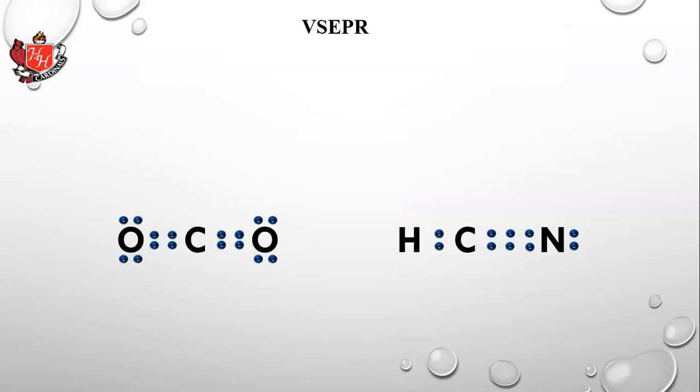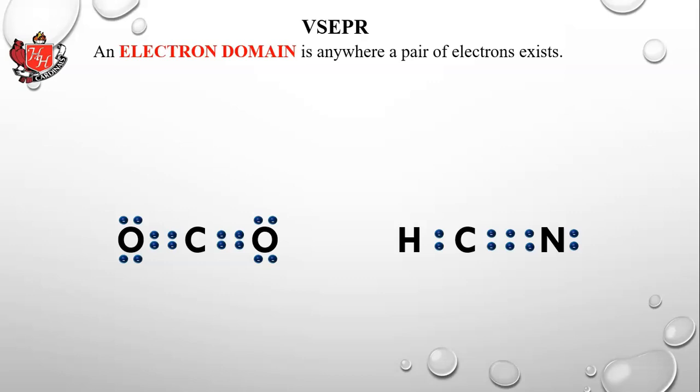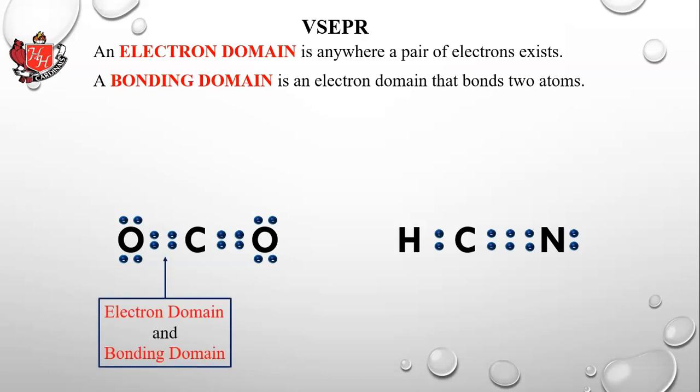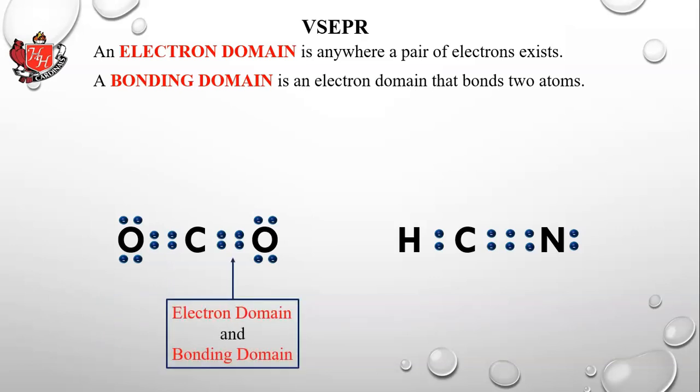So let's take some examples to learn what a bonding domain and an electron domain are. An electron domain is anywhere a pair of electrons exists, whether they're bonding or not. A bonding domain is an electron domain that bonds two atoms. So there we see the double bond between carbon and oxygen. That is one electron domain, and it's also one bonding domain. Similarly, that double bond is one electron domain and one bonding domain.